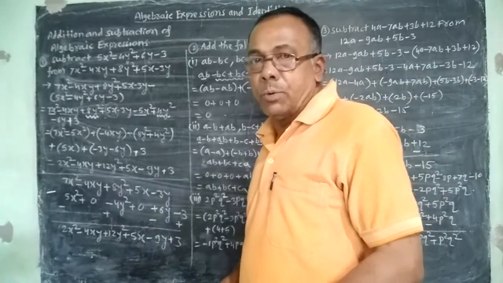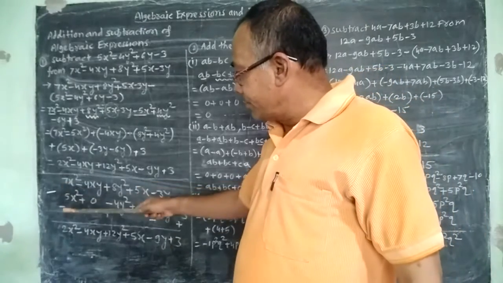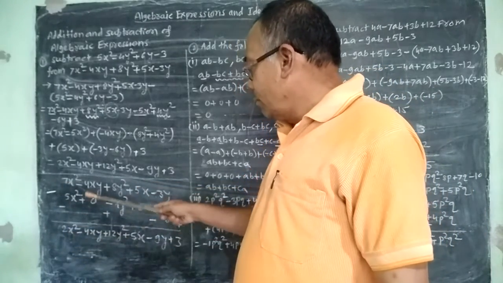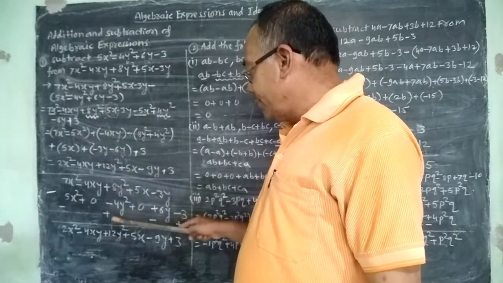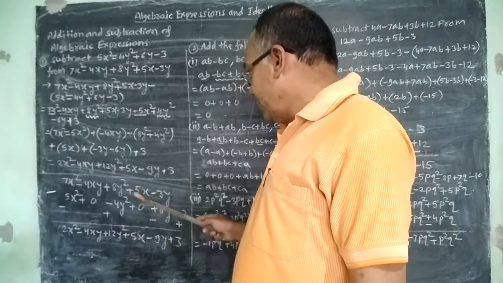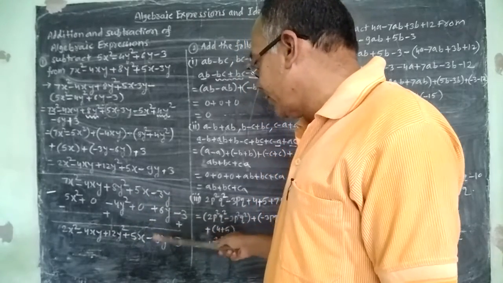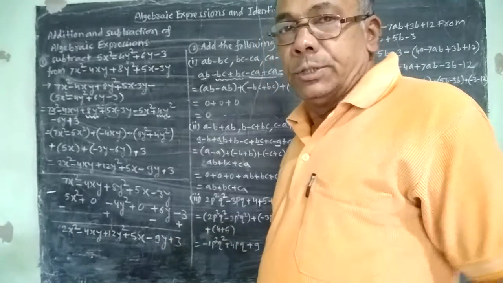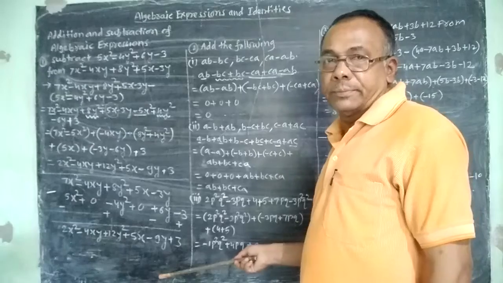And now we will subtract. Here 7x square minus 5x square, it will be 2x square. Then minus 4xy as it is. Here 8y square plus 4y square, it will be 12y square. Then plus 5x as it is. Minus 3y and minus 6y, it will be minus 9y and plus 3 as it is. So in this way, by both the methods, we got the same answer here.